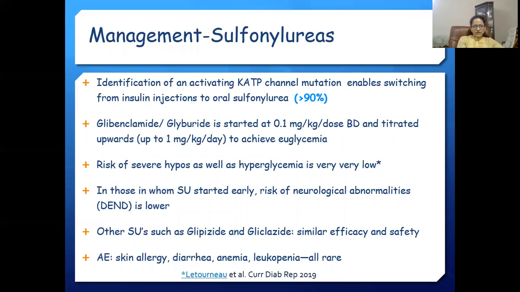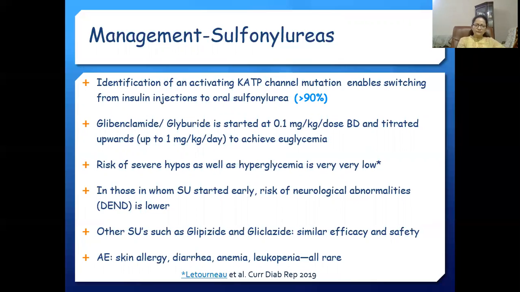Okay, coming to sulfonylureas, if we are able to identify an activating ATP sensitive potassium channel mutation, then that enables switching from insulin injection to oral sulfonylureas in more than 90%. So remember, it's not 100%. Few mutations are known to be relatively refractory to treatment with sulfonylureas, and also if the patient has had diabetes for a long period before transition is attempted, then the transition may not be totally successful. However, the dose of insulin usually goes down. So in our experience till now, fortunately, all the babies with this mutation, we were able to transition successfully.